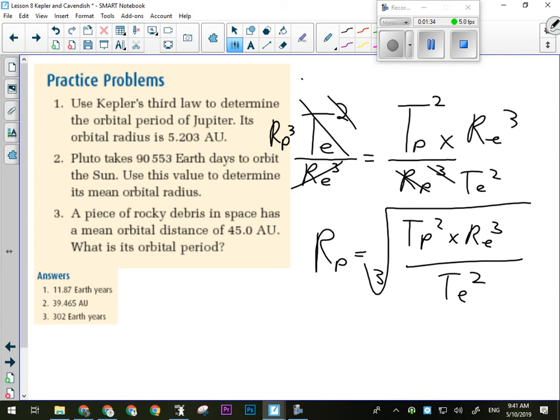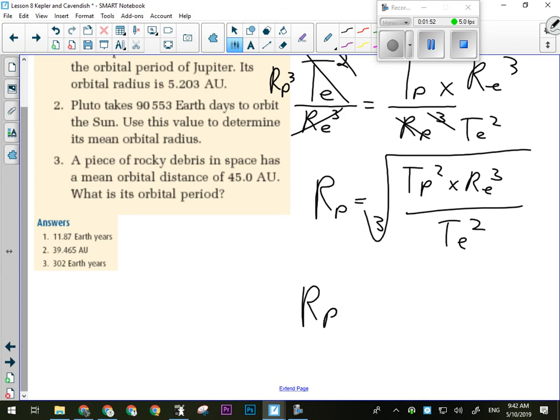Okay, so now I've got to punch in those numbers. I can use whatever units I want as long as I have the corresponding units given to me. Okay, they gave me days. So I have to use the Earth's orbital period in days. All right, so that means then that the radius of Pluto's orbit will be the cube root of 90,553 squared times the radius of Earth's orbit. Did they tell me what units I had to find? Good. Then I'm going to use astronomical units. 1. Okay. Astronomical unit, remember, is the distance from the center of the Earth to the center of the sun. 1. Okay.